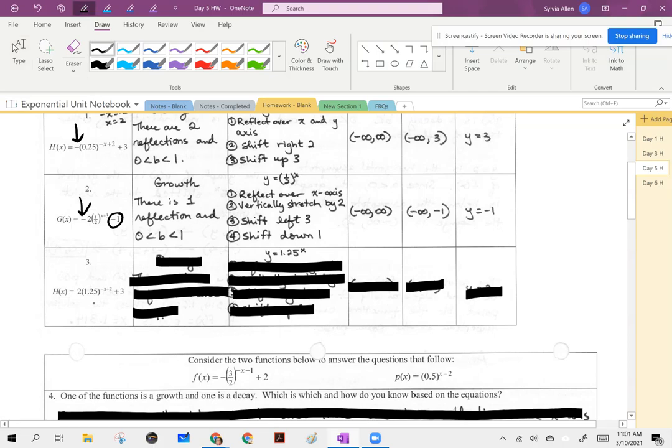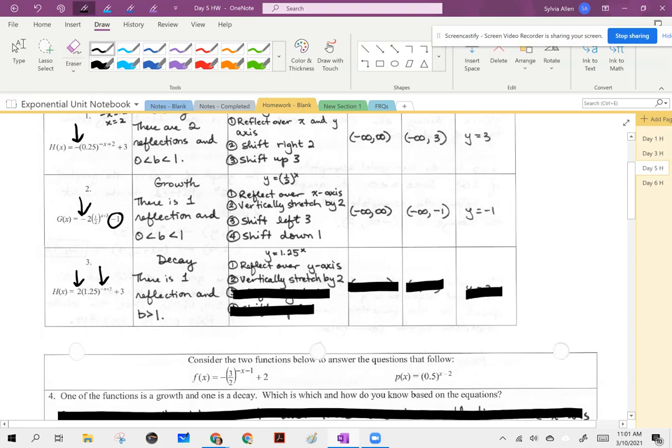All right, let's take a look at 3. 3 says we've got a number bigger than 1, but we have 1 reflection, so we are back to decay. And there's our justification. There's our parent. Let's talk about how the 2 affects that. I guess we're going to start with the y-axis reflection with that negative right here. Vertically stretched by a factor of 2. Remember, solve for x to determine the shifting left or right. So we're going to go right 2, and then we're going to go up 3.